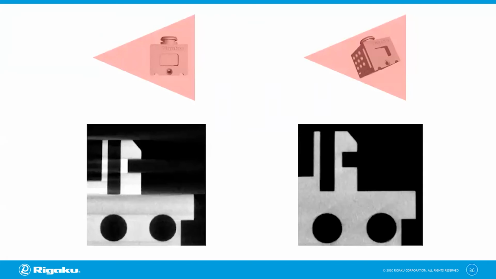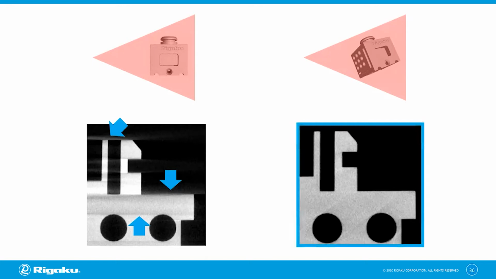So when you keep the sample straight, you're going to see those streaks coming out of the edges of the object. You also see the surface is blurred. You really can't see a good interface. You also see some streaks inside of the plastic. And those are all beam hardening artifacts. But just simply tilting the sample for 30 or 40 degrees, you can get rid of all those artifacts.